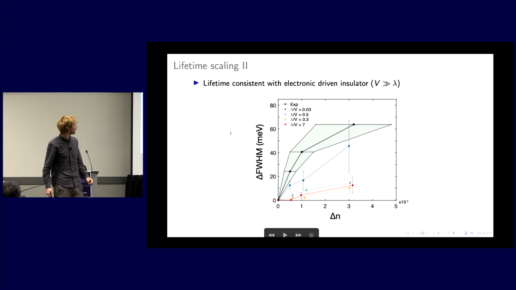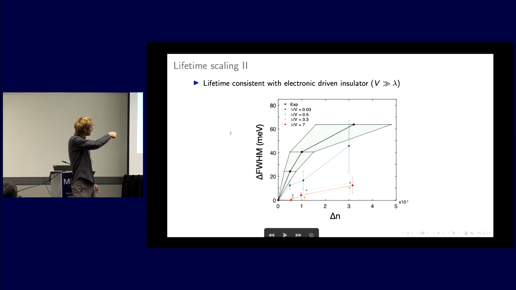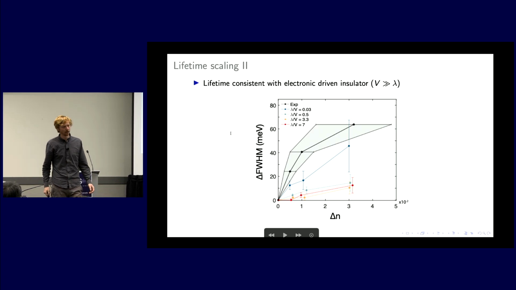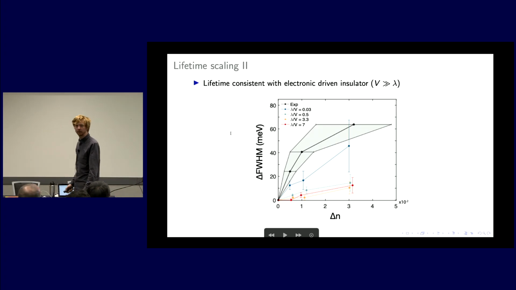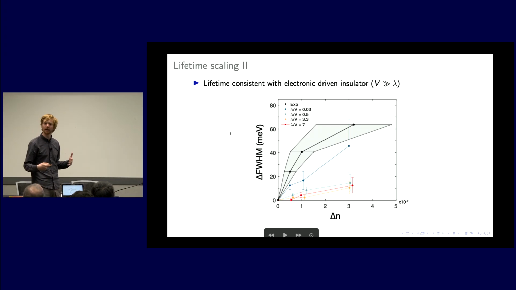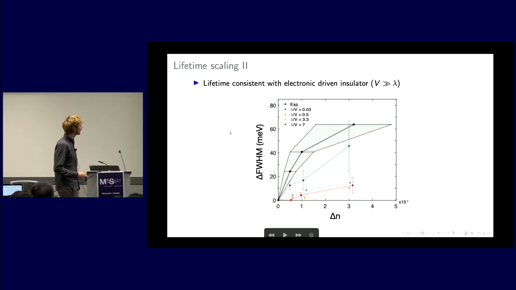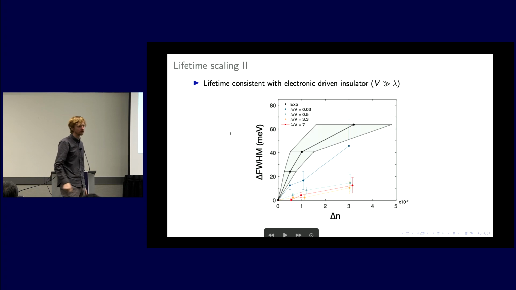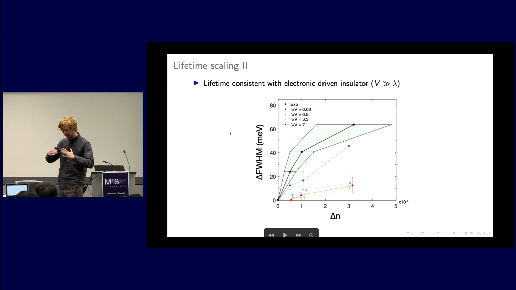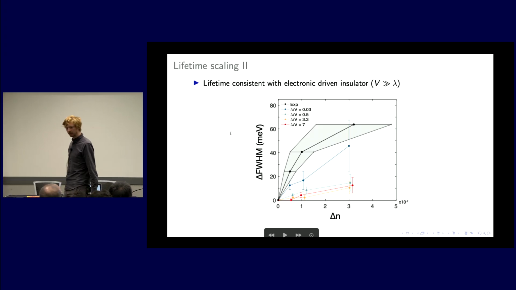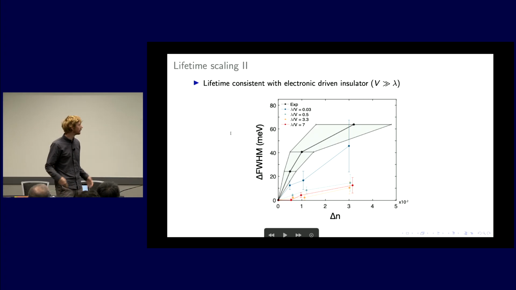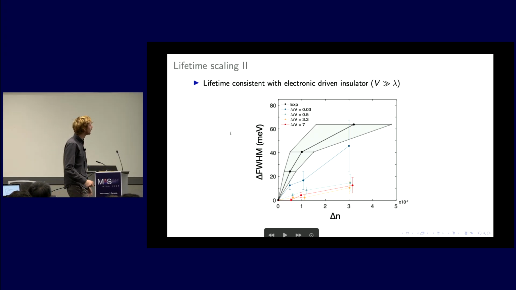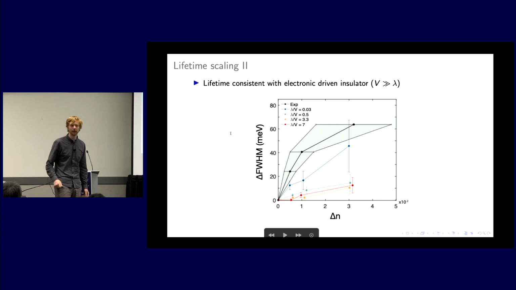And once again, you see, as on the previous slide, that only the electronic-driven case is consistent with the experiment. And that's what I mean by quantitative estimation of the competition, in the sense that I can now put error bars. What is the ratio between the electron and lattice interaction which is still consistent with the experiment?